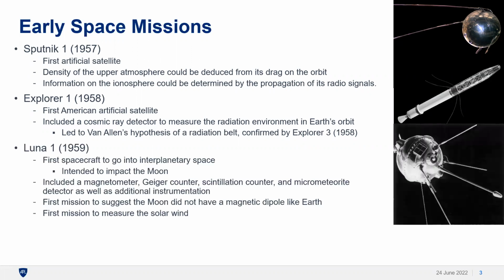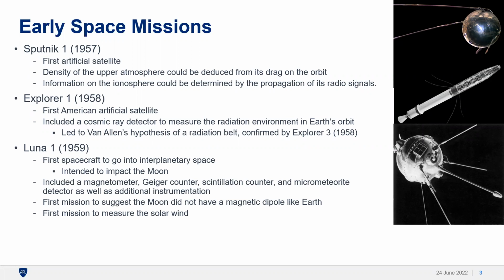So the year after that, we had Luna 1, which I include as another major first. This is the first spacecraft to go in interplanetary space, not by intention. It was intended to impact the moon, but the second stage of the rocket didn't quite go according to plan, and so it missed the moon.